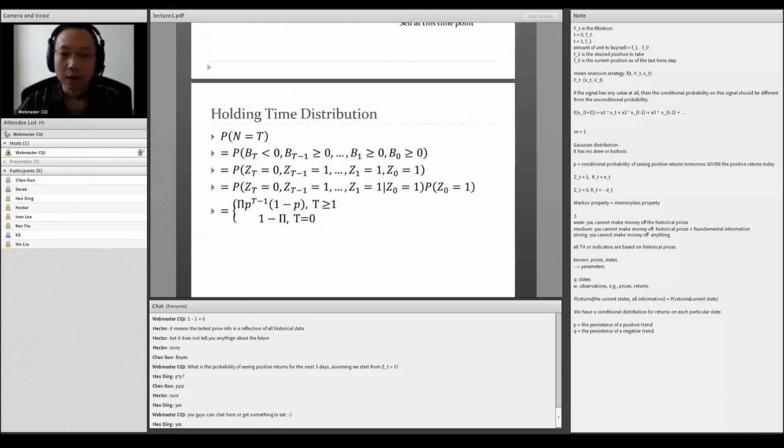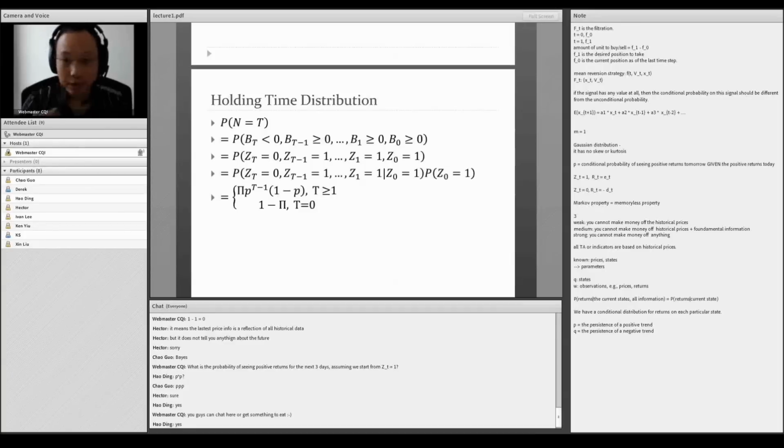So let's assume that we know T. Let's assume that we know T. We fix T first. So this is the conditional probability. This is not conditional, I'm sorry. This is not a conditional probability. This is the probability distribution for n. N is the holding time. This is just the way that you write a probability distribution function.